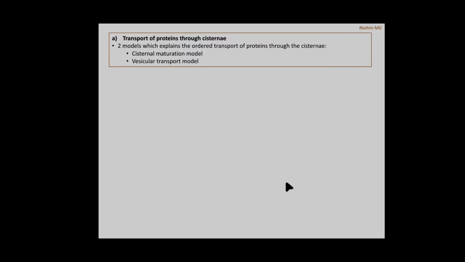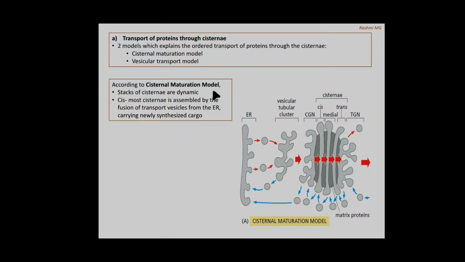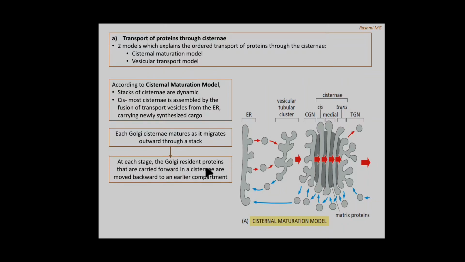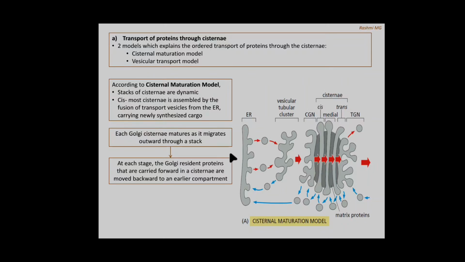First, let us learn about the cisternal maturation model. According to the cisternal maturation model, stacks of cisternae are dynamic. Each cisterna is assembled by fusion of transport vesicles from the ER carrying newly synthesized cargo. At each stage, the Golgi resident proteins that are carried forward in the cisternae are moved backward to an earlier compartment. So this model emphasizes retrograde transport.